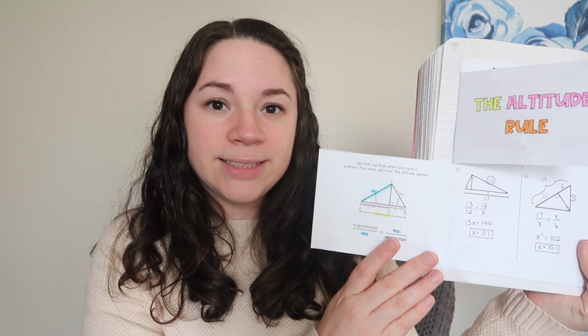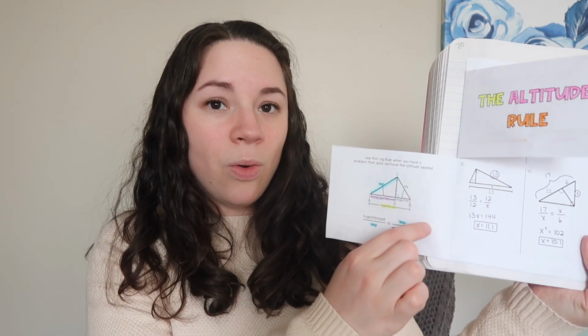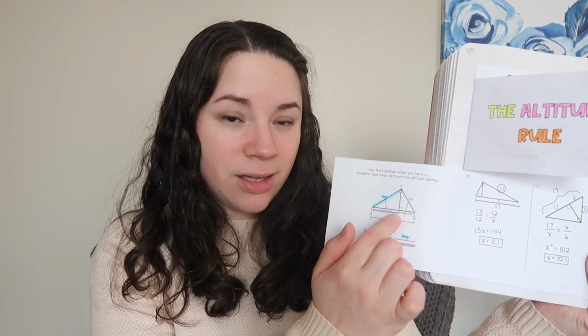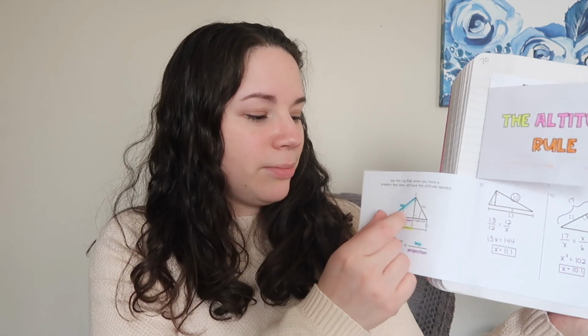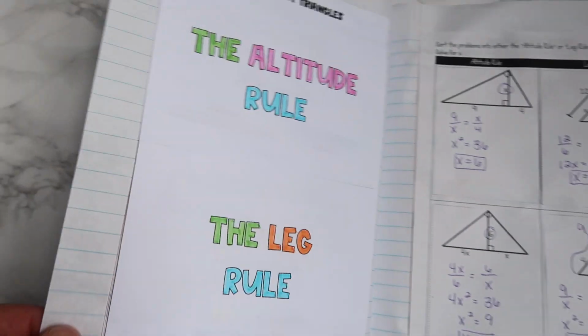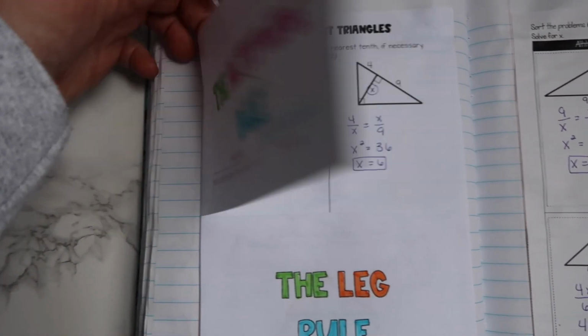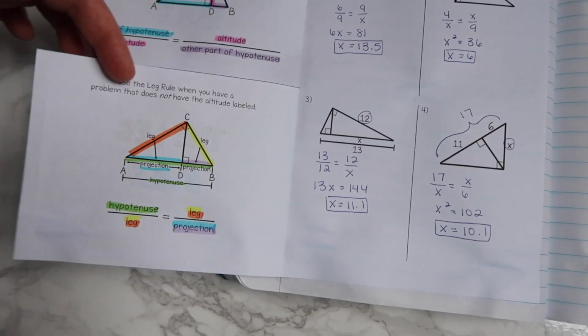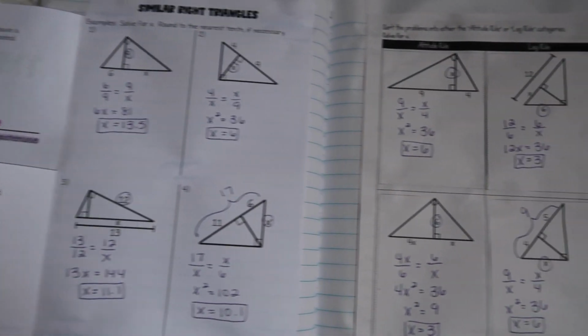And then for the leg rule, she describes it as a boomerang, where you have the whole hypotenuse, the leg again, and then it comes back around to get what we call the projection, or that little piece of hypotenuse that touches the leg. So this was the lesson that we did today. It's a really short lesson overall because most of it's trying to explain how to set it up. And then we only have 4 examples because these diagrams take up so much space.